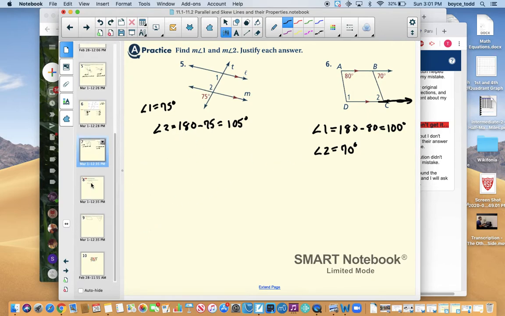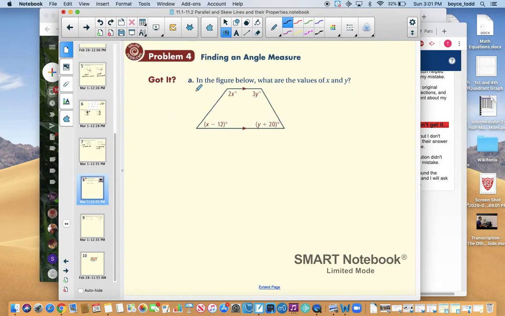All right, almost done here. Two more slides. So we looked at in the last one that if we have these interior angles that are not corresponding, but they're on the same side right here, now this is going to add up to 180. So I'm going to set up an equation here to solve for x.